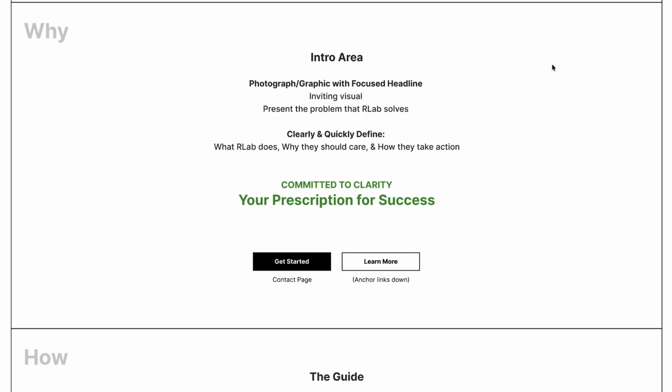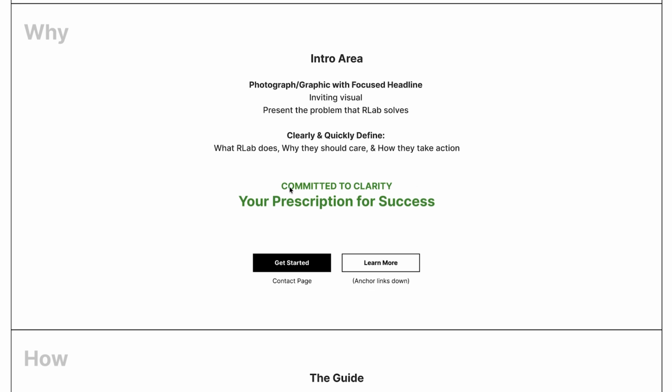I also want to show you an example of what we did for a client, because maybe that'll provide more context. This was a client, we just posted this case study actually, the R Lab. Same thing. What is it? Why do I need it? How do I buy? That kind of thing. So they're committed to clarity. There's a little word play there, and then "prescription for success." This one's leaving it a little bit open too.